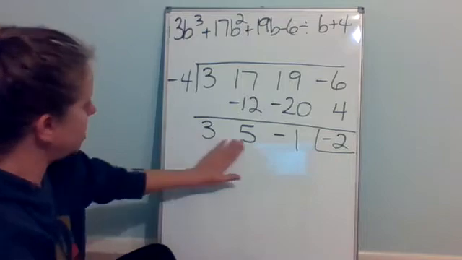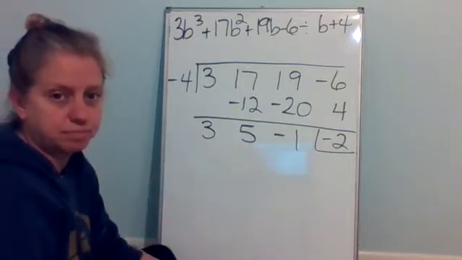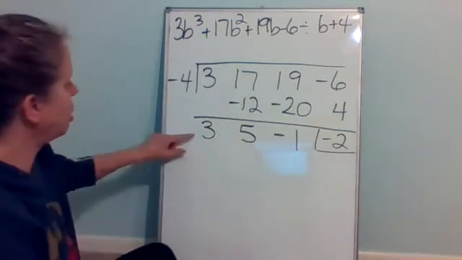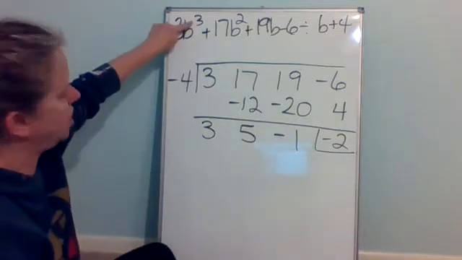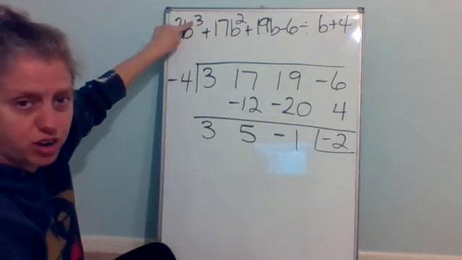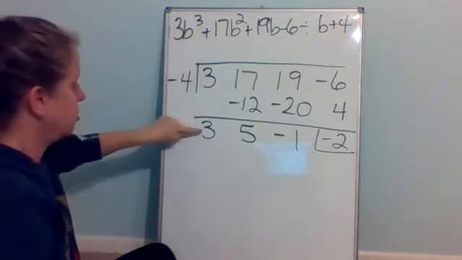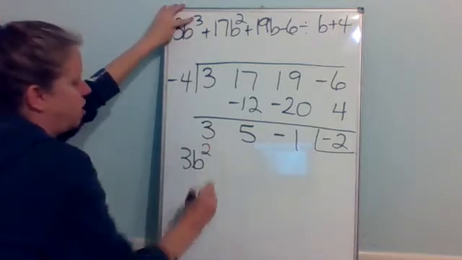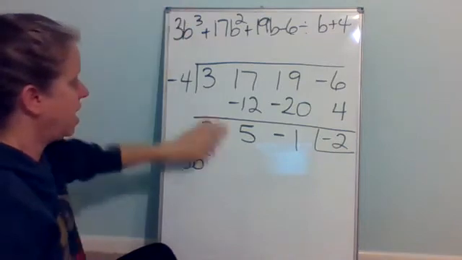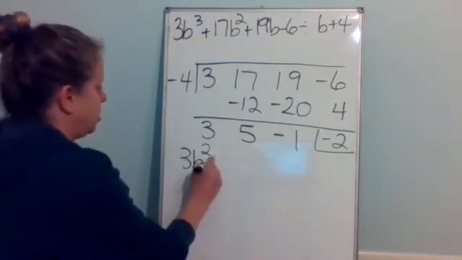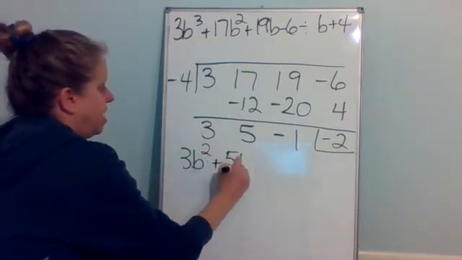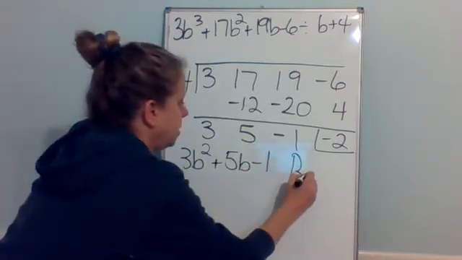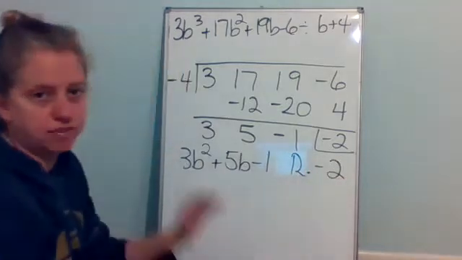So remember, what these three numbers represent are the new coefficients of my new group of terms. And the first term is just going to be one less exponent than this first term was. So this will be 3b. Since that's a 3, it's going to start off with squared. And then your exponents just go down from there. So I'll have plus 5b minus 1. And then your remainder is negative 2.